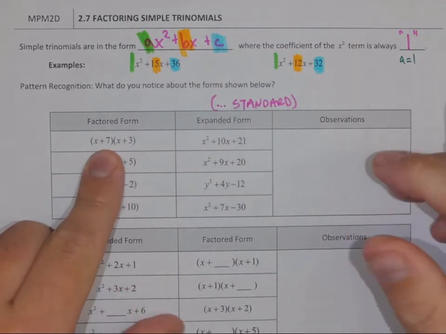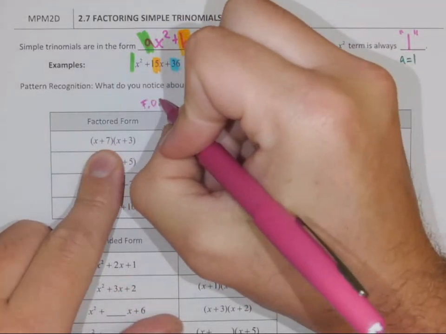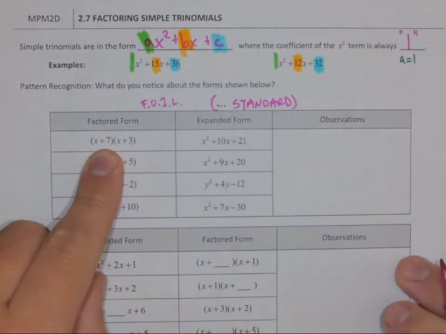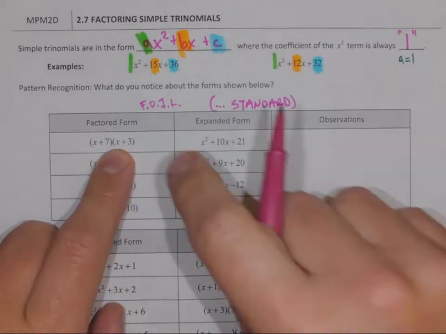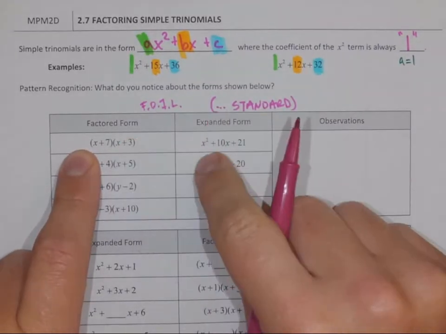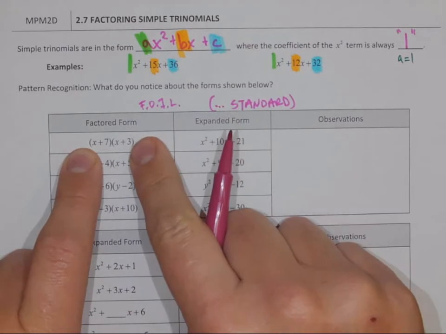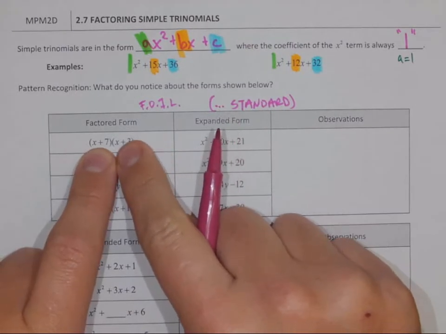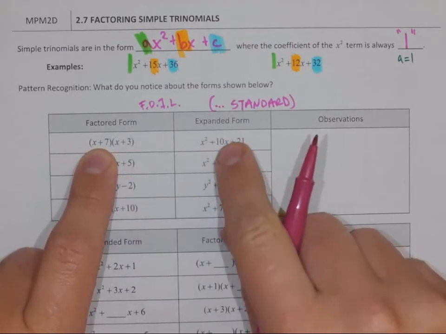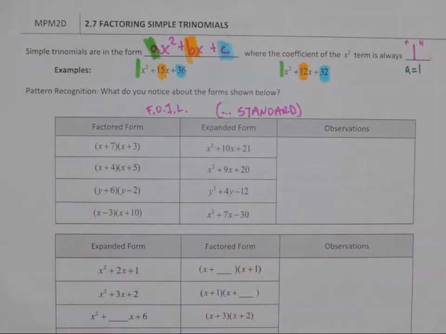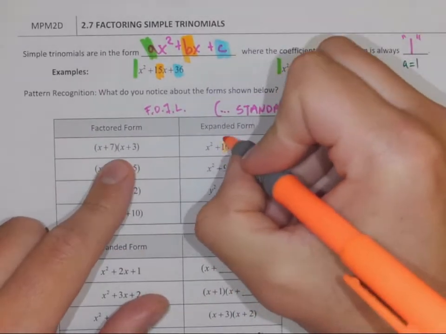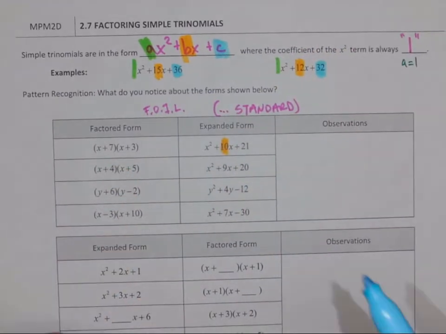So if we were to FOIL, or distribute, use binomial distribution to each of the terms in that binomial times each of the terms there, x times x is x squared, x times 3 is 3x, 7 times x is 7x, 3x plus 7x is 10x, and 7 times 3 is 21. So we start seeing that, weird, how do those connect?